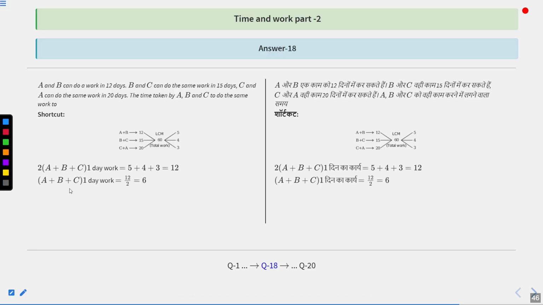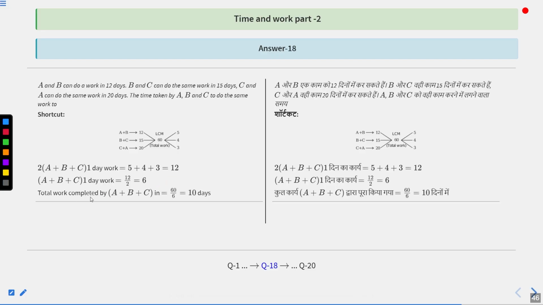Now when we calculate it, we get the combined efficiency of A, B and C for one day as 6 units. Clear? Now the total work completed by A, B and C: total work is 60 and combined efficiency is 6. So we divide it, we get 10 days.